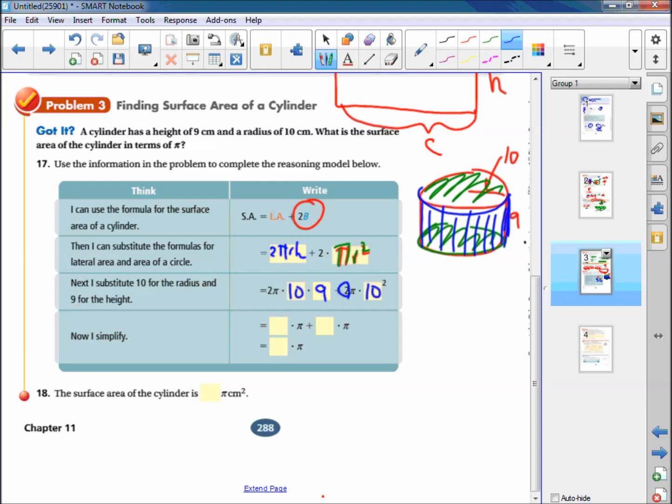So 2 times 10 is 20, and 20 times 9 will give us 180 pi. And 10 squared is 100, and 2 times that will give us 200 here. So this is going to be a total of 380 pi. Now we were asked to put our answer in terms of pi, so we're done here. This is 380 pi centimeters squared.